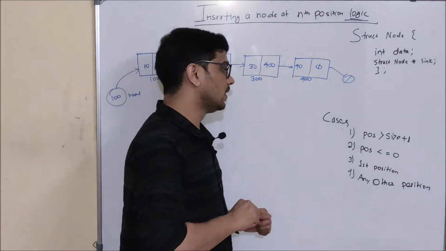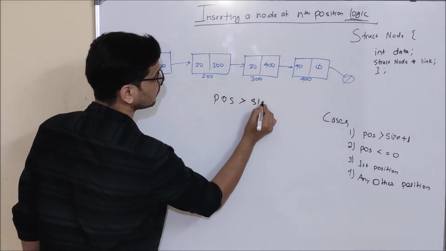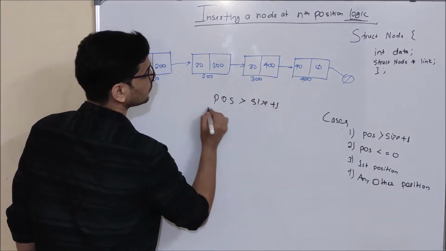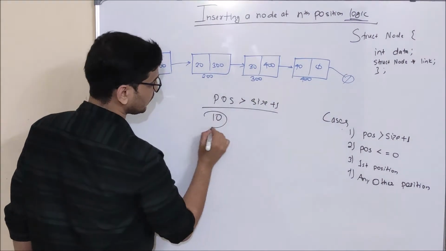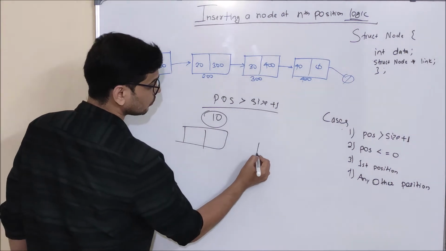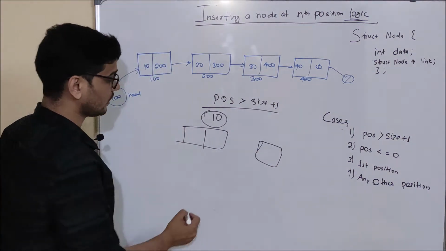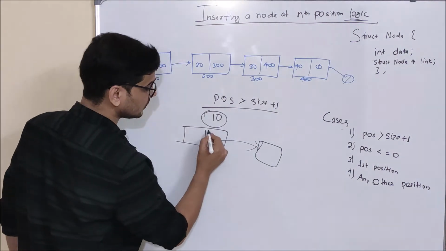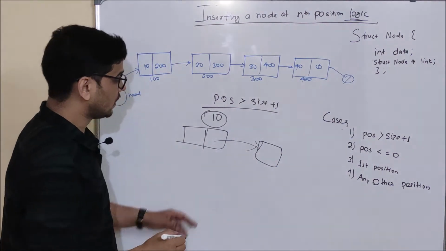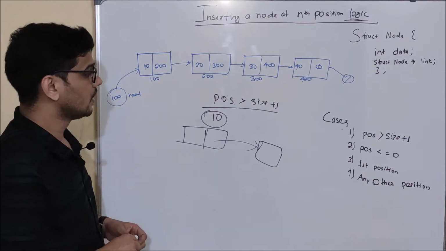And one more thing, friends, why is it position greater than size plus 1? Suppose I have a linked list of 10 nodes and this is our last node, and I want to insert a node at the 11th position. Can we do it? Yes, we can. Why? Because we just need to point this last node to our created node which we will be inserting.